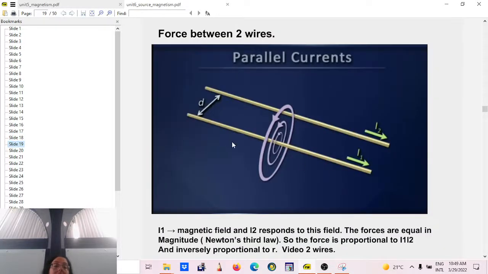So it means that current I1 is going to produce a magnetic field here going up. So you see the magnetic field here is up. So I1, magnetic field is up. The force is toward I2. Do you understand? Take your hand here. So that current I1 is making a magnetic field here up. The force is toward the other wire. So if the current moves in the same direction, the force is attracting, right? So they attract each other.